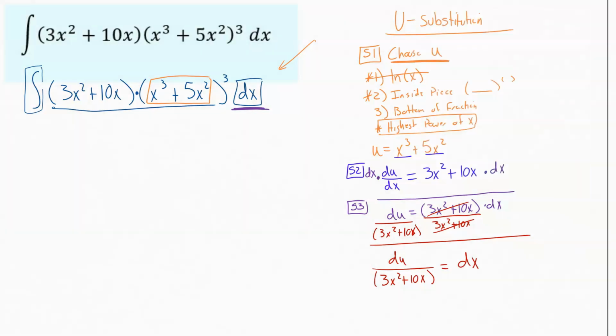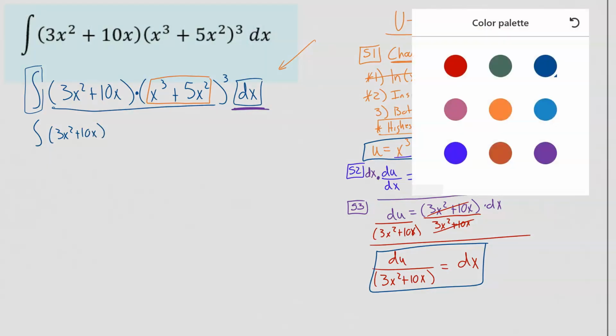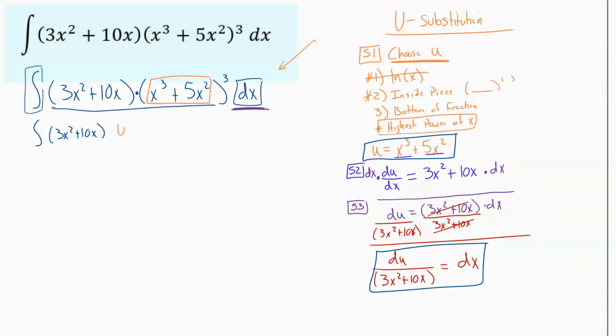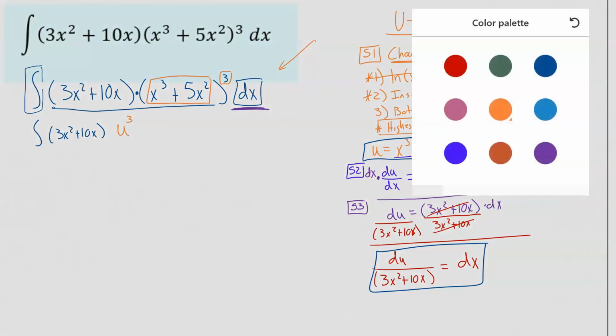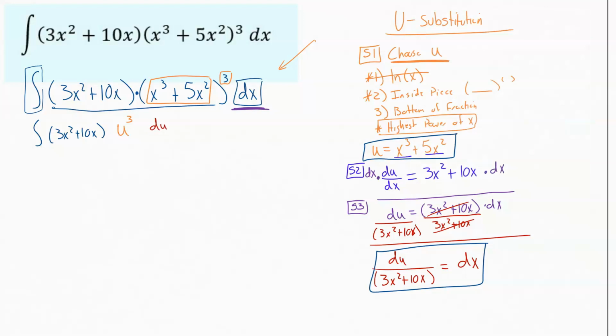So you start back at your original equation and you work your way left to right through it. And it is either one of the pieces that you are substituting in, or it gets left alone for the time being. So I start off and I still have 3x squared plus 10x. Nothing happened to that. All of that stuff inside my power there, that is now u to the third. And then dx is now going to become du over 3x squared plus 10x.